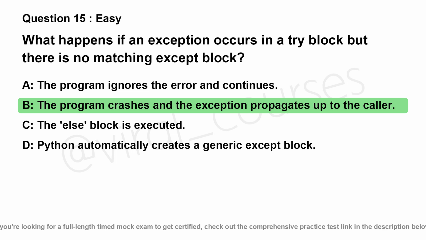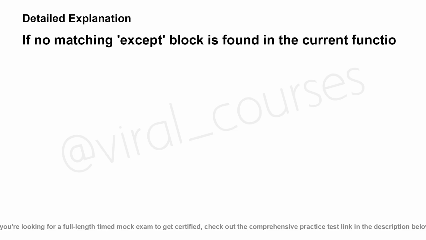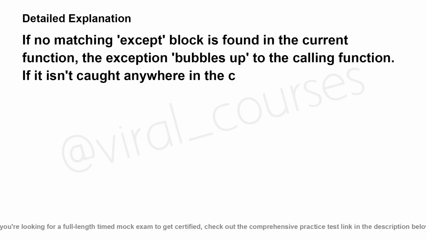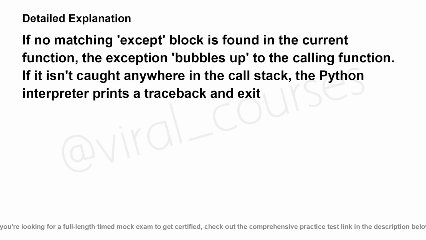The correct answer is B. If no matching except block is found in the current function, the exception bubbles up to the calling function. If it isn't caught anywhere in the call stack, the Python interpreter prints a traceback and exits.